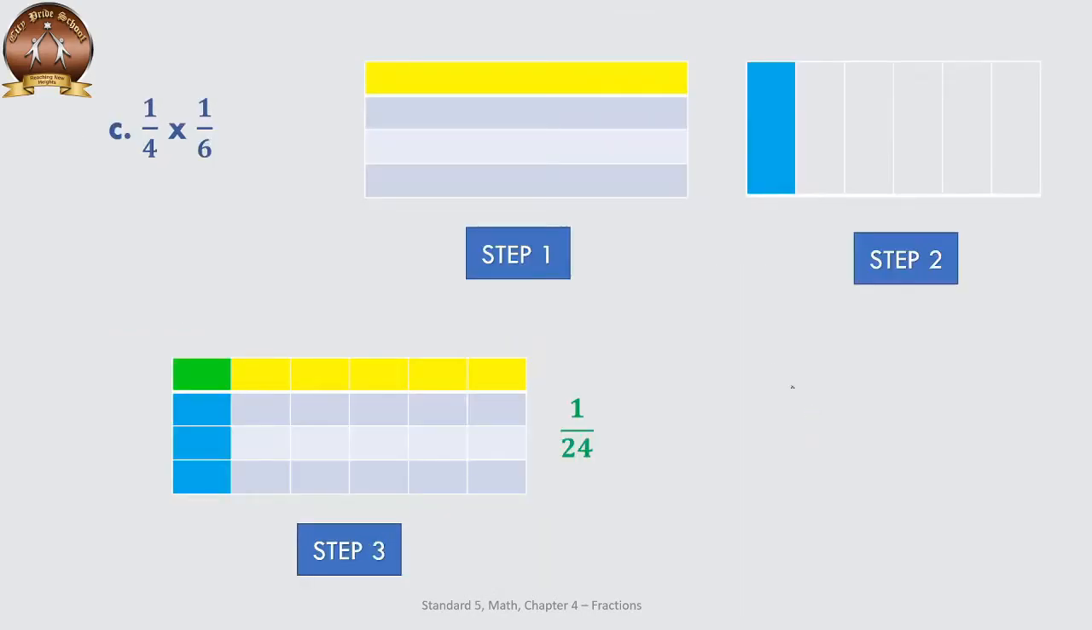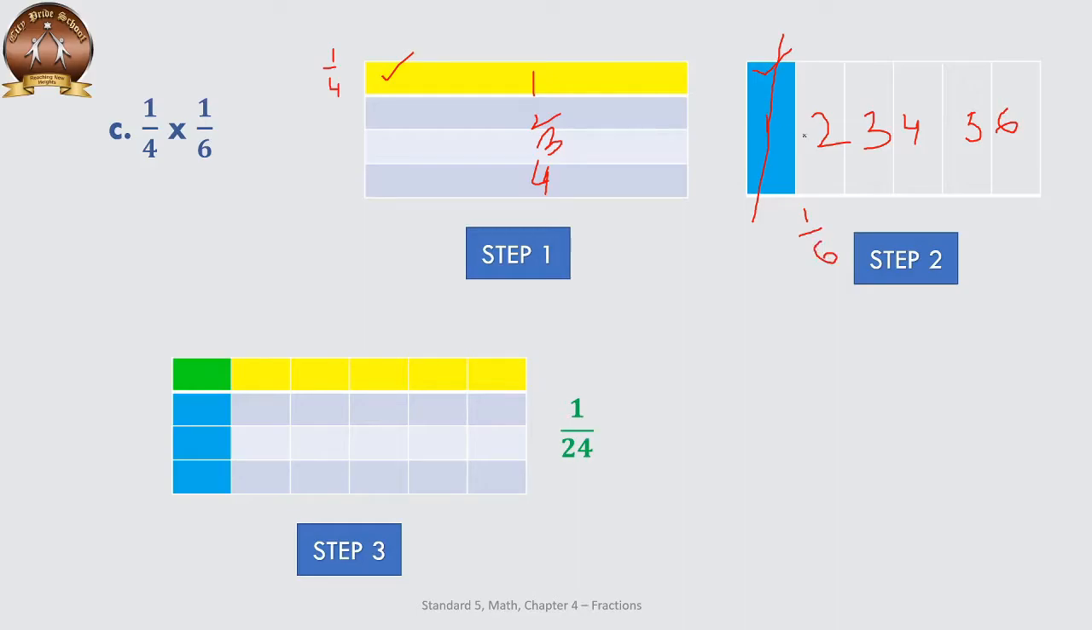I have another example in front of you: 1 upon 4 multiplied by 1 upon 6. In the first step, I have taken one figure which is divided into 4 equal rows: 1, 2, 3, and 4. Out of these 4 rows, only one is selected, which represents 1 upon 4. In the second step, one complete figure has been divided into 6 equal columns, out of which only one is colored blue. So 1 upon 6 is represented by this figure.